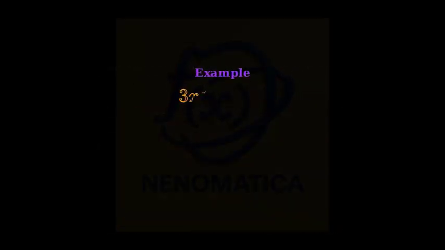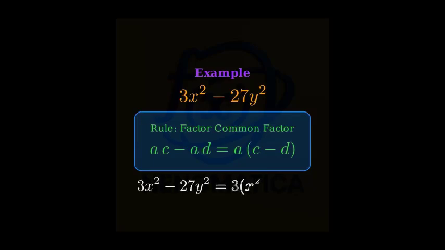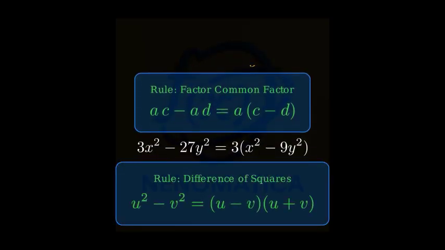We'll factor the expression 3x squared minus 27y squared. In our first step, we notice that both terms share a common factor of 3, so we can factor it out. We get 3 times the quantity x squared minus 9y squared. Now we observe that the expression inside the parentheses, x squared minus 9y squared, can be factored further. This is a difference of squares pattern.